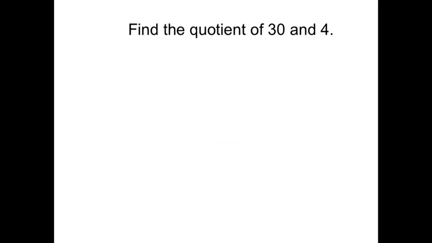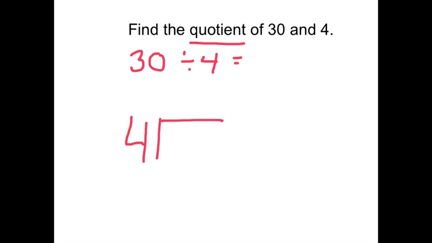Let's try a different one. Find the quotient of 30 and 4. Quotient is the word for the answer to a division problem. So you can write it as 30 divided by 4. But usually I find that when I'm doing a more difficult division problem, I'm going to use the long division way of writing it. So I'm going to say, how many times can 4 go into 30?